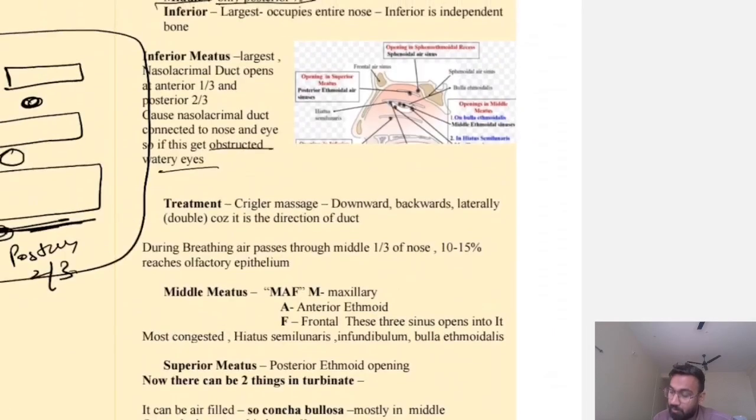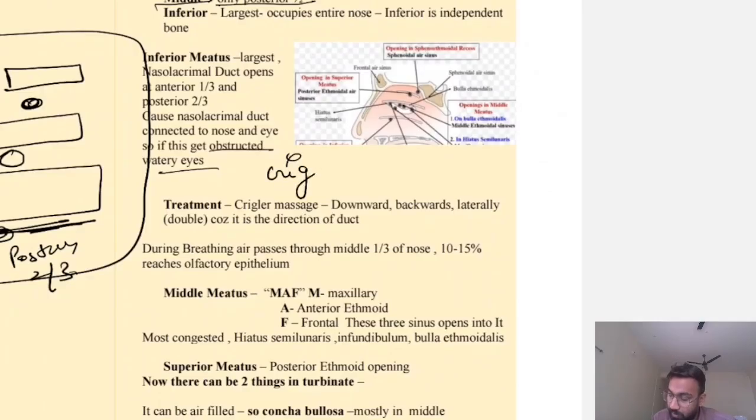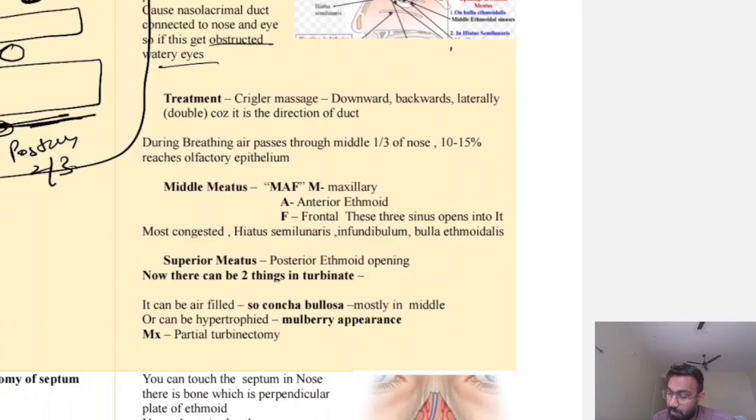Now treatment. You have to give criclar massage. Criclar massage is given downward, backward, and laterally. It is the direction of duct. So we have to give criclar massage in this direction. Now during breathing, air passes through the middle one third of nose, and 10 to 15% reaches the olfactory epithelium.